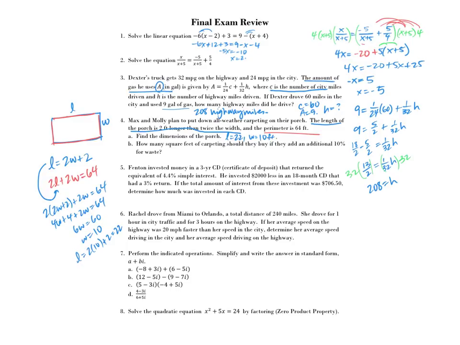And how many square feet of carpeting should they buy if they add an additional 10% for waste? Okay, so let's see how many square feet are they buying now. So 10 times 22 is 220. And then we want to multiply that by 1.10 because they're going to buy 220 plus 10% of 220.